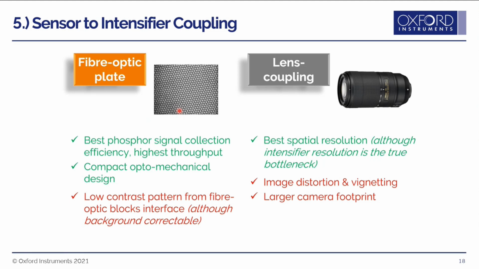You also risk getting some kind of image distortion or vignetting, so darkening of the corners of your image, because of the optical setup. And you also have a larger camera. So hence we went for a fiber optic plate in the end because it seemed like the more logical design choice.